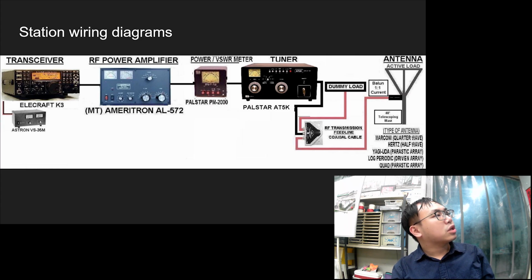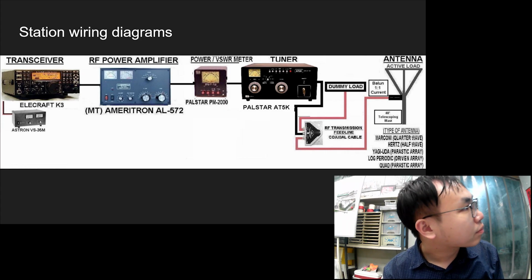Antennas vary from time to time. For a dipole antenna, it is a balanced system. So you need a balun, a balanced to unbalanced converter, to convert the balanced signal into an unbalanced signal so that it can be transmitted through your coaxial cable. The coaxial cable is unbalanced. Okay.